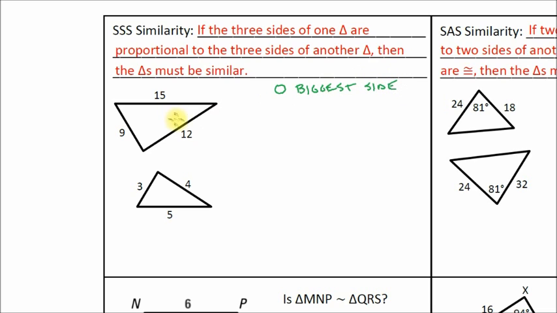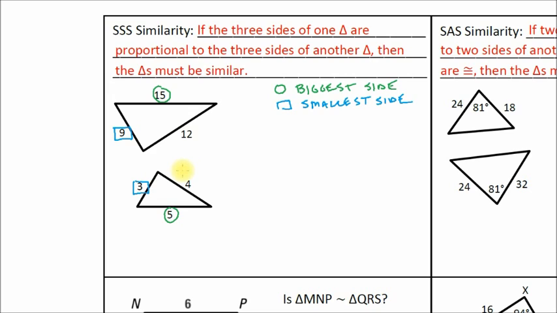So, take a look at these two triangles. The biggest side of the first one is 15. I'm going to circle it. And the biggest side of this triangle is 5. The next thing you're going to do is you're going to put a square around the smallest side. So taking a look at our first triangle, 9 is the smallest side. And then on our second triangle, 3 is the smallest side.